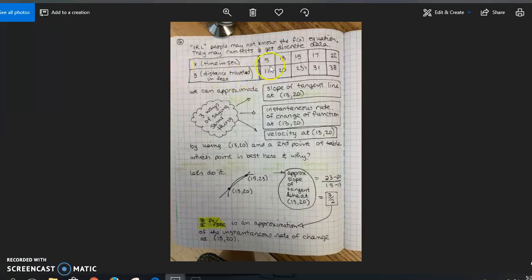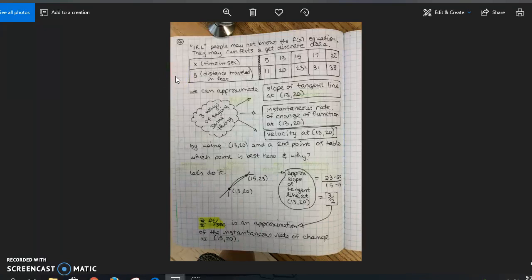Maybe I gather data, like for 5 different times I've gathered how much distance something has traveled, and I only have these 5 pieces of data. I don't have a function. You'll be required to know how to do this.